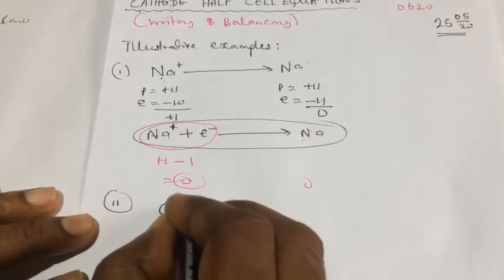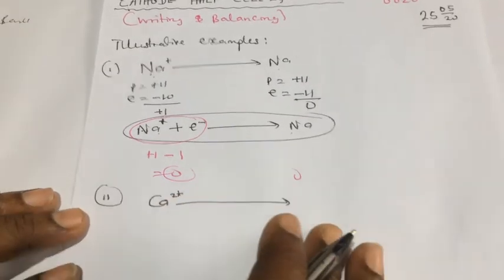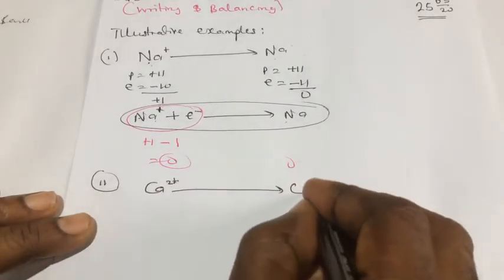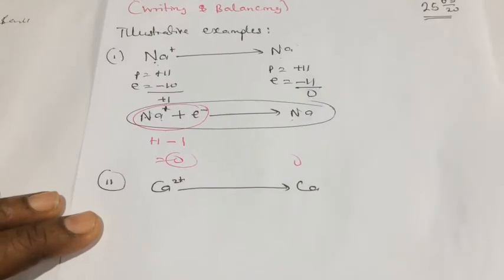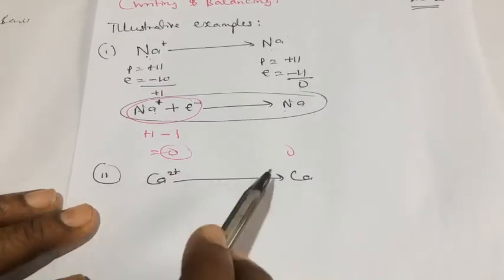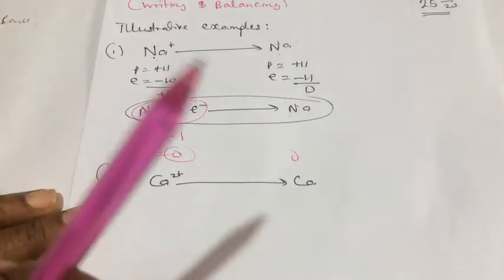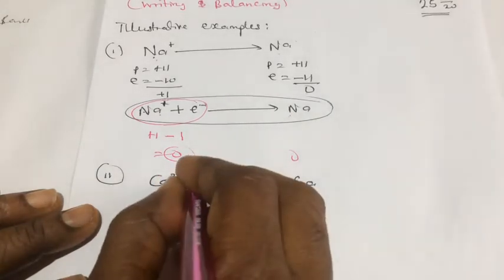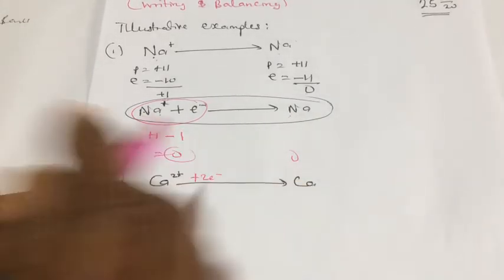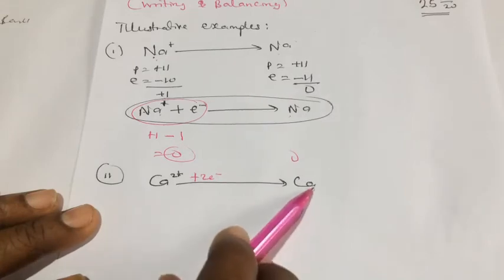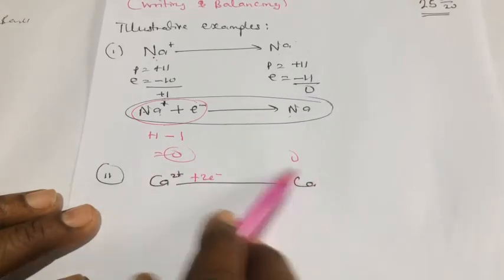Calcium ion is a cation, so it will be attracted to the cathode, and definitely produce calcium. Now the number of atoms is the same, so it just needs electrons. This one needs to gain 2 electrons, right? And that will give you this. So this is the half-cell equation.